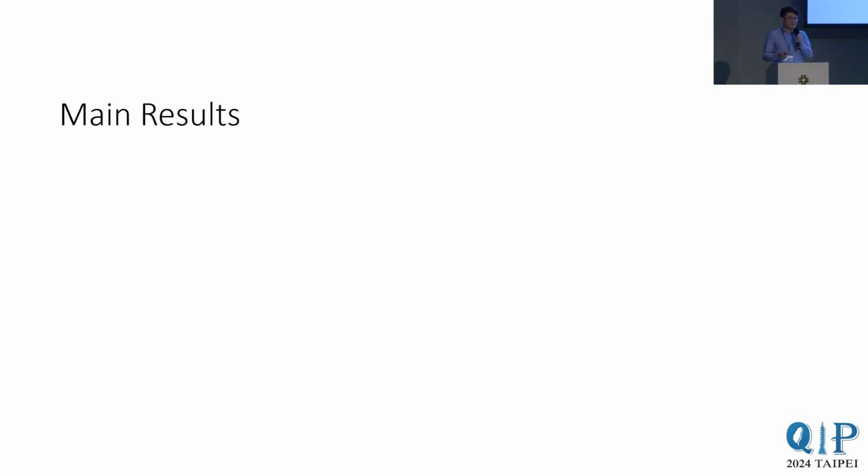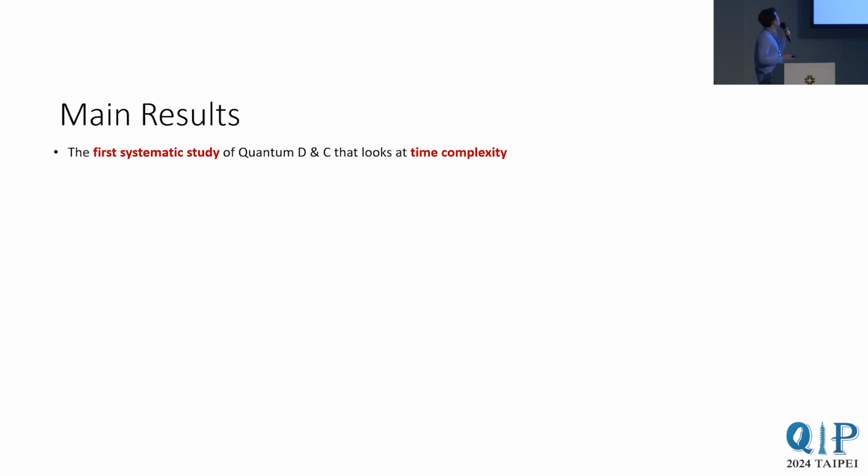Let me briefly introduce our main results. As I said, this work is the first systematic study of quantum divide and conquer that looks at time complexity. As we know, divide and conquer based algorithms are very broad, so that's why we give this structured four-step framework to help analyze and design divide and conquer based algorithms.